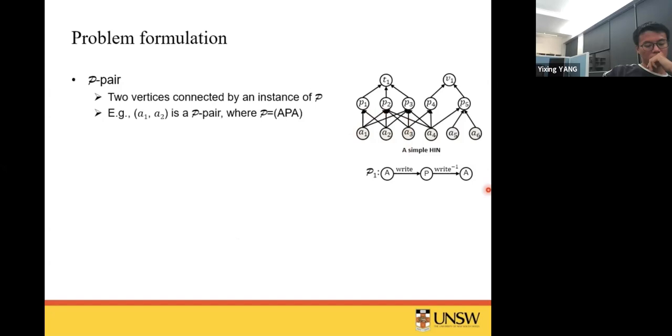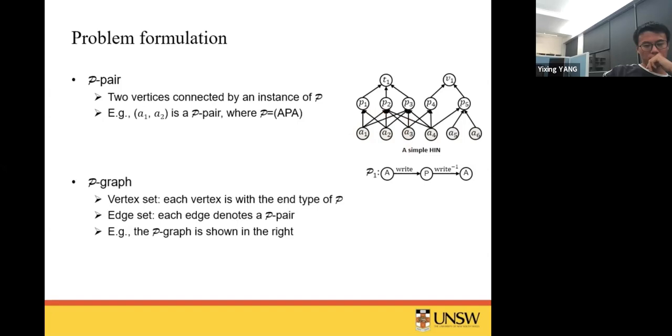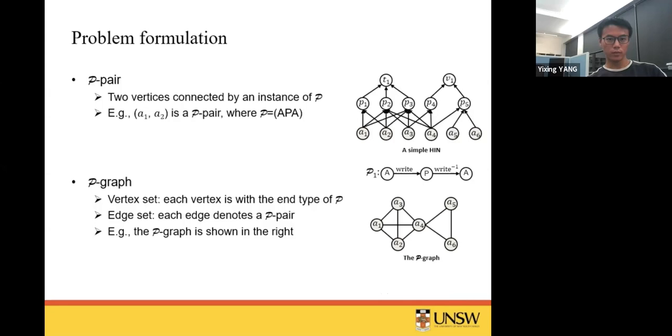After introducing the concept of P pair, let's turn to the concept of P graph. Given the metapath P, a P graph is a homogeneous graph. The vertex set is the set of vertices with the end type of P, and the edge set is a set of P pairs. In other words, each edge denotes a P pair. Let's see an example. This one is a P graph of the simple HIN, and we can see that each P pair is denoted by an edge in this P graph.